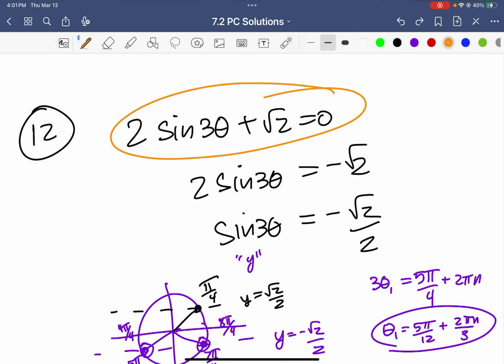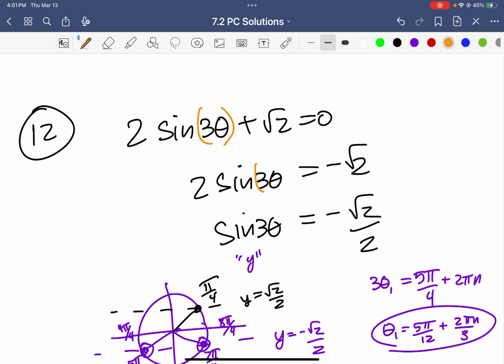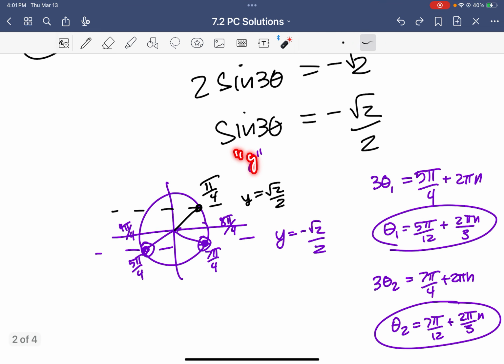Here, again, my angle is just 3 theta. So I'm going to work the problem thinking about what my mystery angle is, not focusing on the 3 theta yet. So when I solve it, I end up getting that sine of my angle is negative square root of 2 over 2. So since sine is y, I want to know where y is negative root 2 over 2. But then, to understand it in terms of trig hand, I find out where positive square root of 2 over 2 is for y. Well, that gives me a reference angle of pi over 4.